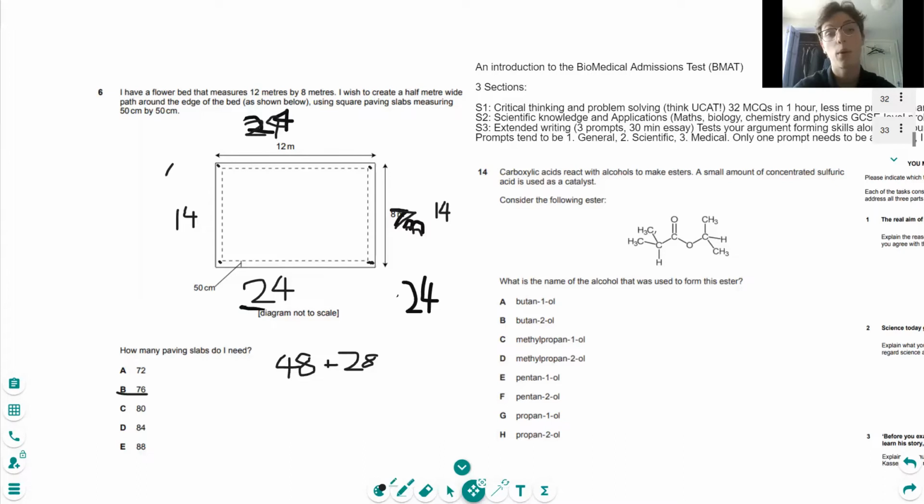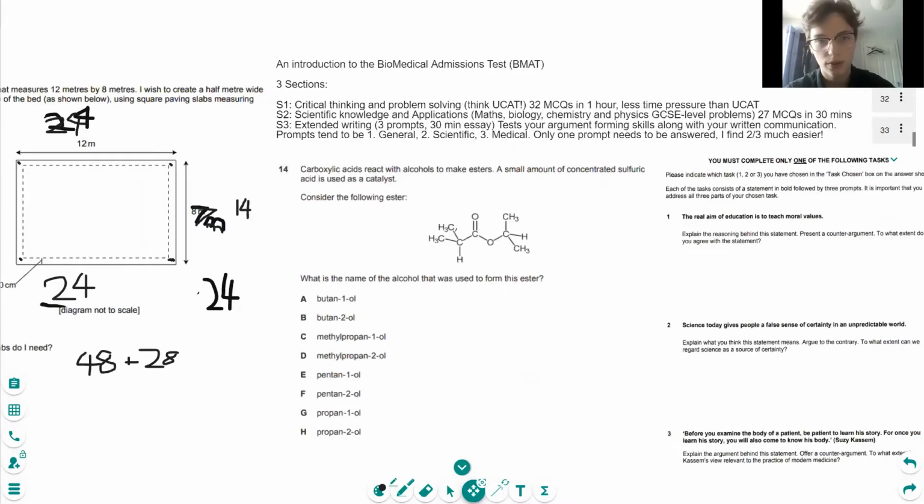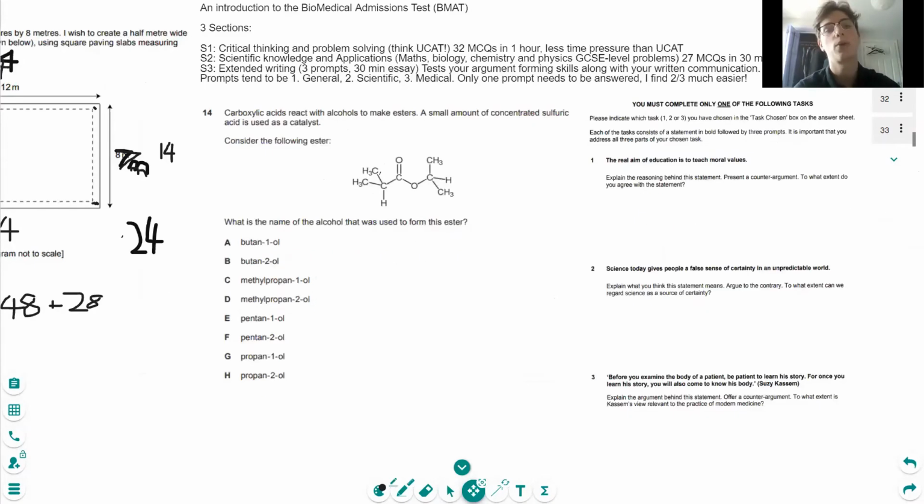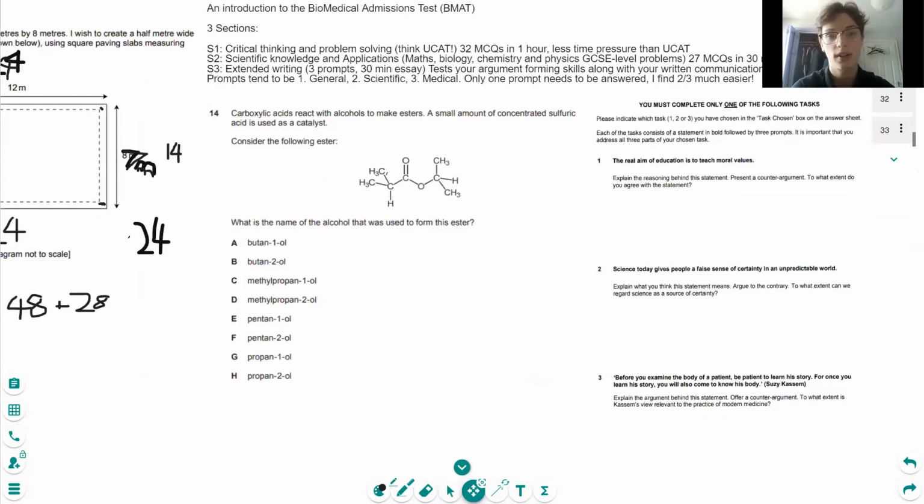appraising written work. So question 14 here is a typical BMAT section 2 question. Carboxylic acids react with alcohols to make esters. A small amount of concentrated sulfuric acid is used as a catalyst. Consider the following ester here. What is the name of the alcohol that was used to form this ester?